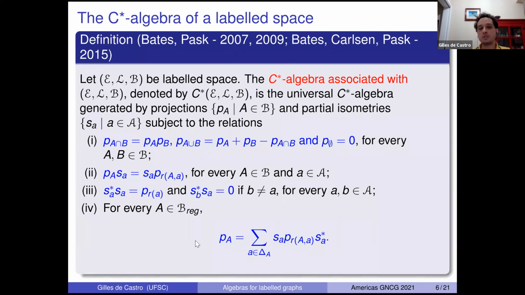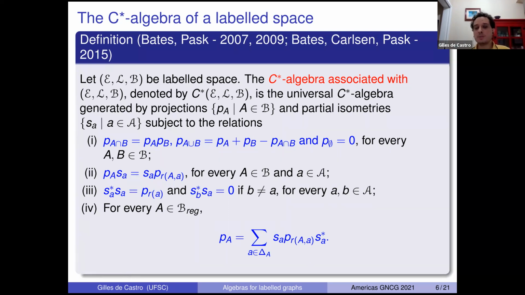And then this fourth condition is sometimes called the Cuntz-Krieger relation, which is a generalization of what we have there. The difference here is that in the graph C*-algebra case, this projection does not appear. It's just the projection of the vertex equal to a sum of the s_e s_e star, but in this labeled space case, we need this projection in the middle as well.